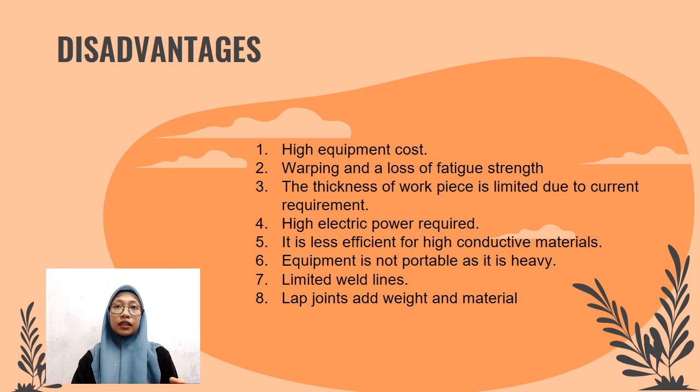Next is limited weld line. Since the seam welding apparatus consists of rollers, only straight line or uniformly curved line welds are possible. Moreover, spot welding is useful in many circumstances, although there are certain limitations. Last is lap joint, which adds weight and material.